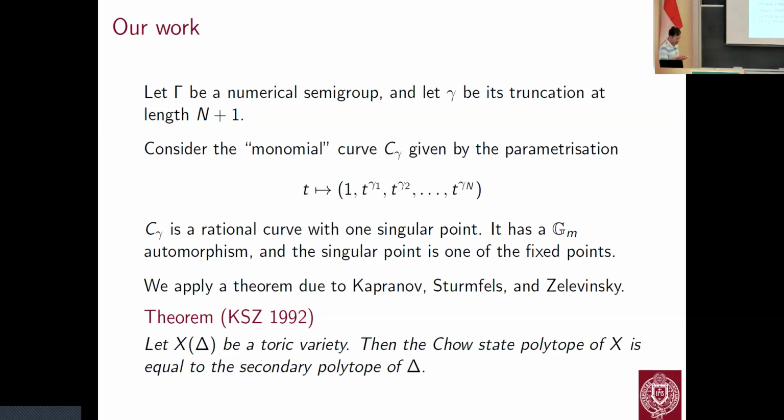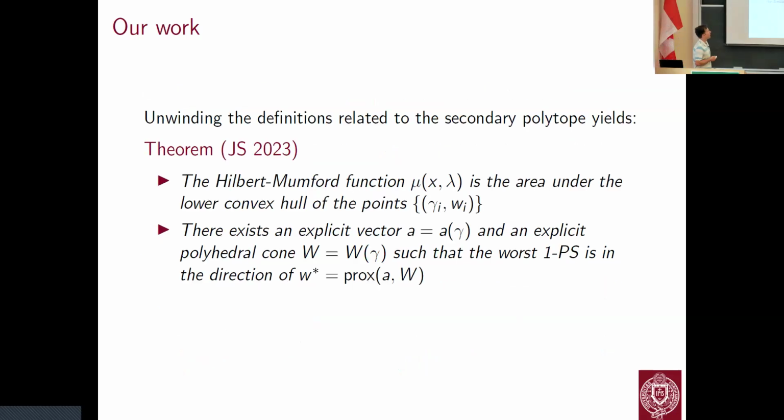And the reason that we chose this class of examples is because we can apply a theorem by Kapranov, Sturmfels, and Zelevinsky. We have a curve with a G_m action, and so you could think of it as a non-normal toric variety. And in this case, the Chow state polytope is equal to what's called the secondary polytope of the thing that you use to define your toric variety.